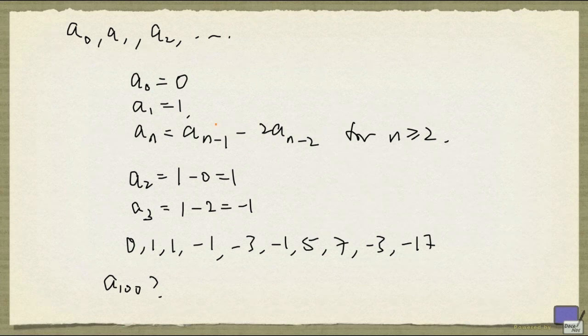Surely we can use this recursive formula to obtain the value for A100. Wouldn't it be nice if we can have a formula that directly gives us the value of A_k? And we're going to work towards this.